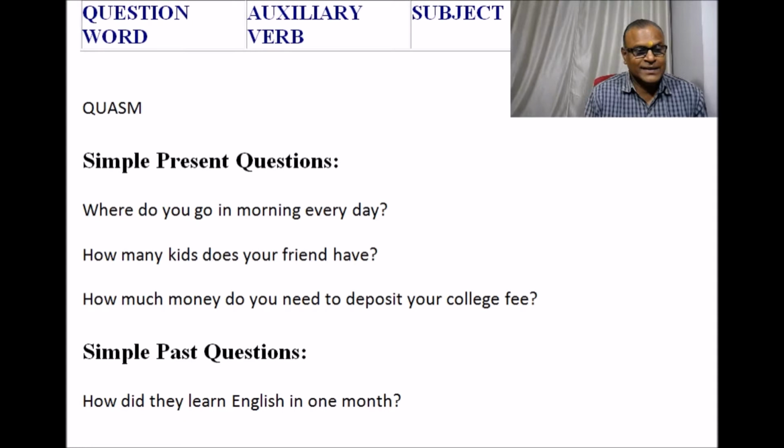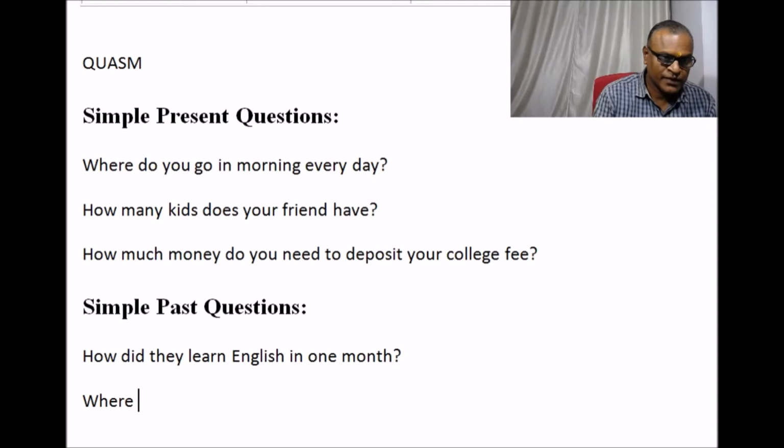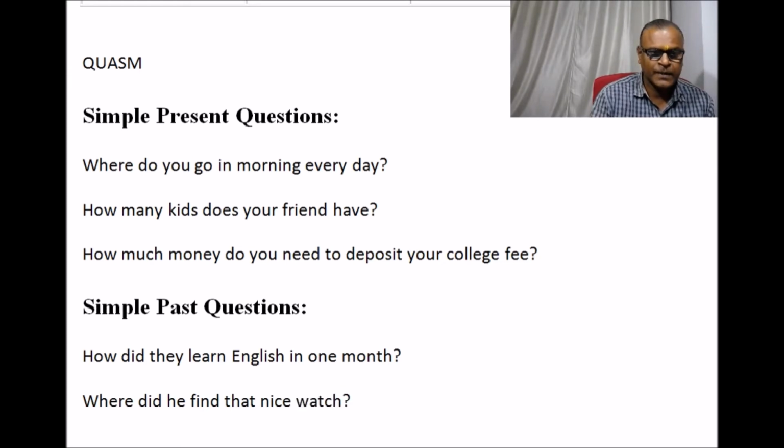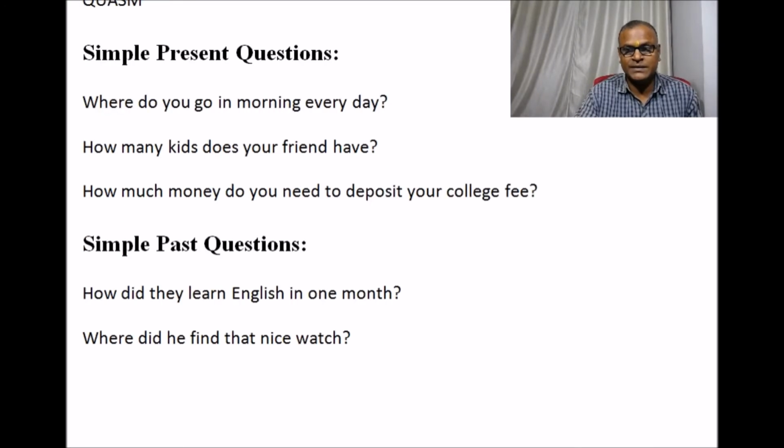Okay, so let's take another example. Where did he find that nice watch? Where did he find that nice watch means where did he purchase that nice watch from? Okay, so that is simple past.